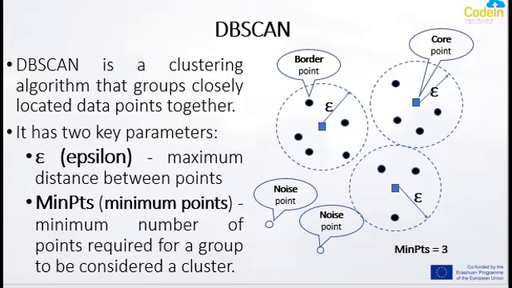Let's say you have a data set of customer locations for a retail store, and you want to group together customers who are likely to shop together. You could use DBSCAN to find clusters of customers who are close to each other in physical space.